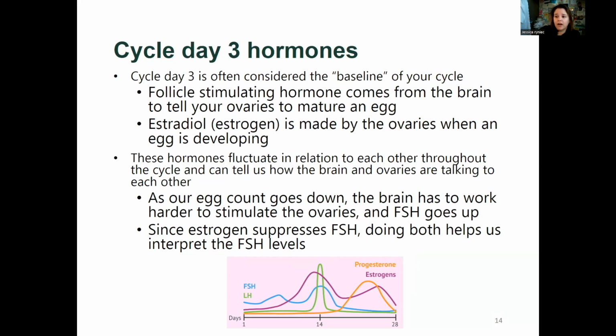Since estrogen suppresses FSH, doing the two of them together helps us interpret, because if you have a high estrogen and your FSH is low, that's less indicative that everything is okay, because the FSH is probably just low because the estrogen is high. And that's why we need to have those two levels together. And then you can see there on the bottom, those are the hormones of the menstrual cycle. So you can see those are changing throughout the cycle. And what's really important is that we look on day 3, because that will give us the most information.